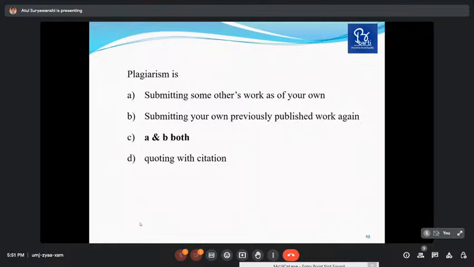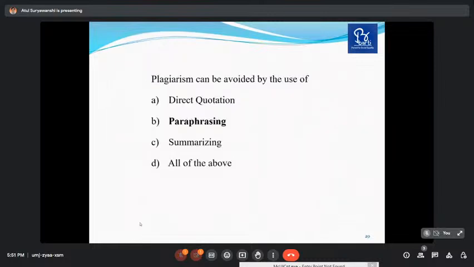The next question in this series is: plagiarism can be avoided by the use of what? So how can we avoid it? If you want to avoid plagiarism, you have to go for paraphrasing. Paraphrase, clarify it, illustrate, explain it. It is not associated with direct quotations or summary or all of the above. Plagiarism can be avoided by the best use of the paraphrasing technique. Explain it in your own words, in brief.